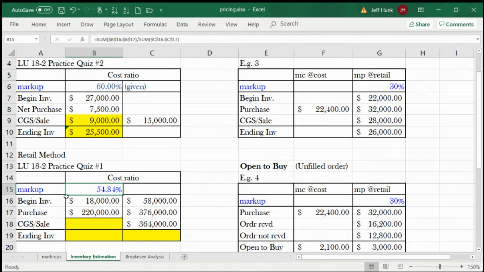But then here, why do I still have two columns? I mean, if it is a retail method, can it not be expressed only in price? Yes, it can be expressed only in price, but there's a reason why the value in cost is also given. Why? Because this cost ratio was not given. It was actually solved for. An interesting thing.